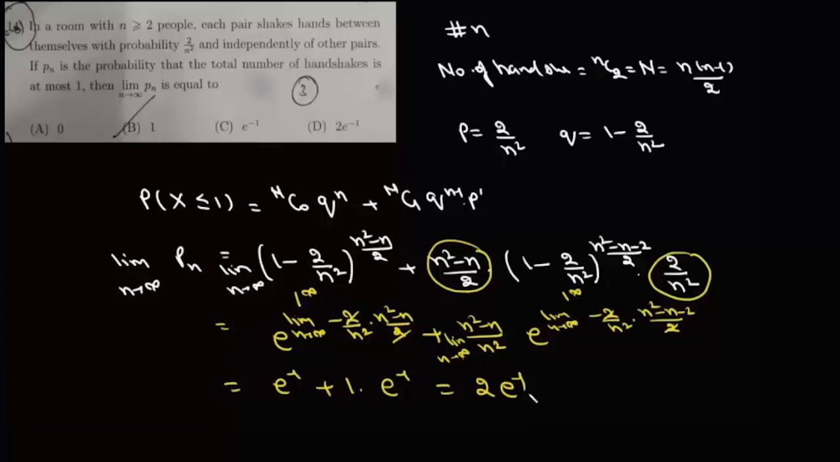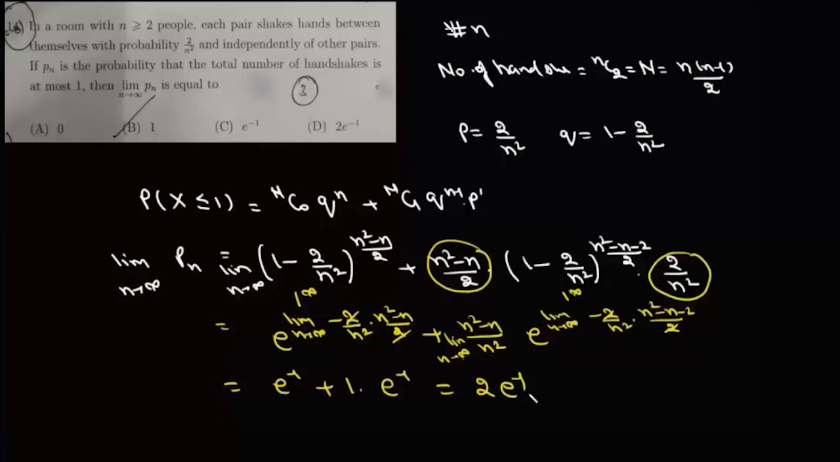Now the question is, in a room with n people, each pair shakes hands between themselves with the probability 2 by n square and independently of other pairs. If Pn is the probability that the total number of handshakes is at most 1, then the limit as n tends to infinity, Pn is equal to what?